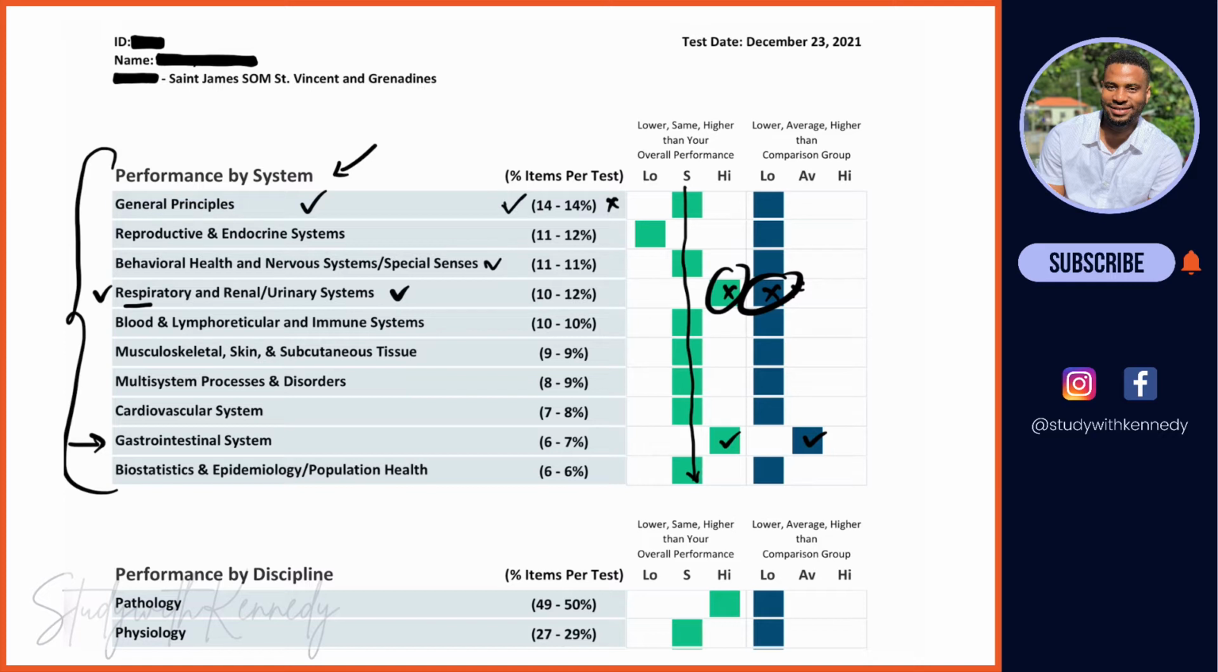General principles is 14% of your exam, at least according to this report. That's a lot of percentage. Reproductive and endocrine systems are 11 to 12%. And the truth is, these are easy things to fix. Behavioral health and nervous sciences 11%, respiratory 10 to 11 to 12%, blood, hematology, immunology 10%, musculoskeletal 9%.